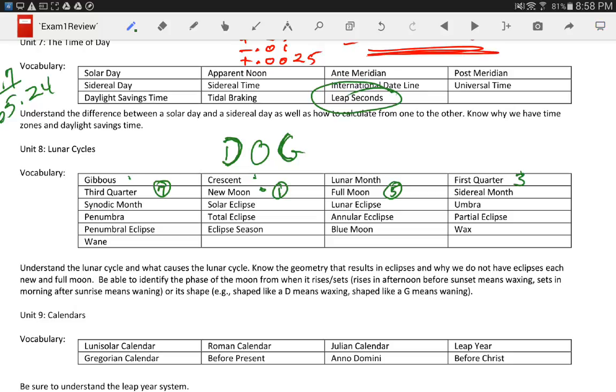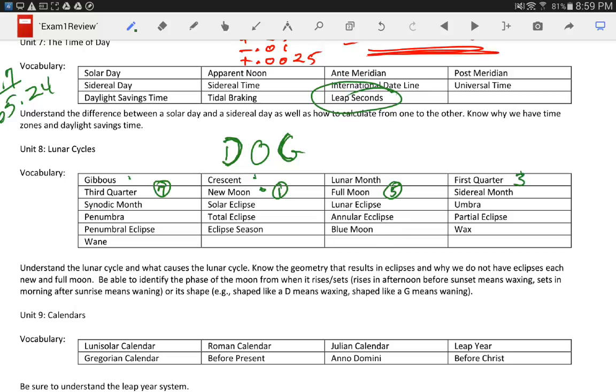The dark side of the moon is whatever side is not facing the sun at that moment. So the dark side of the moon is moving. And if we see all the dark side, it's a new moon. If we see all the side that's lit up by the sun, it's a full moon. And in between.